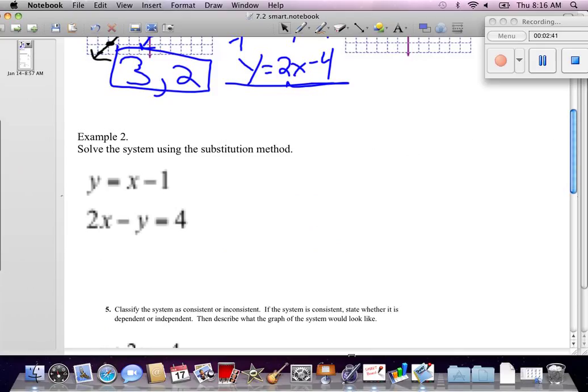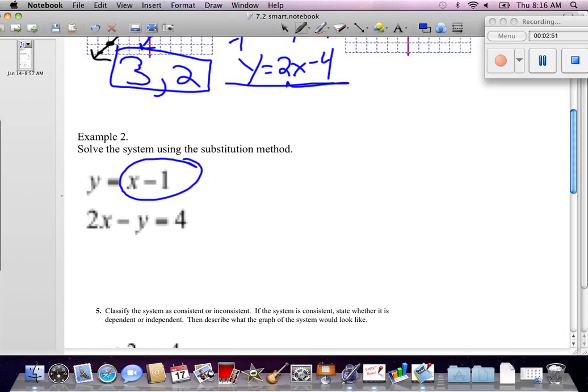So all I'm going to do is substitute it in. I'm going to take x minus 1, y equals that. Everybody agrees that y equals x minus 1? So I'm going to take this and plug it in where there's y. So now I get 2x minus (x minus 1) equals 4. You guys see where she got that from? All I did was take out the y and substitute in what y is equal to.